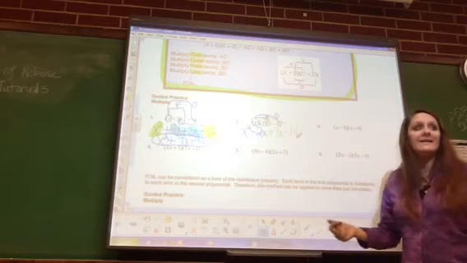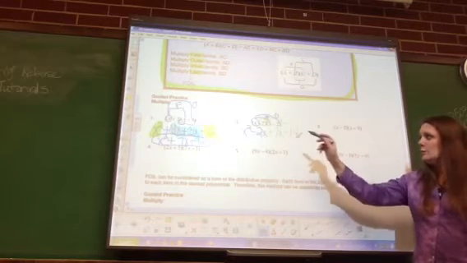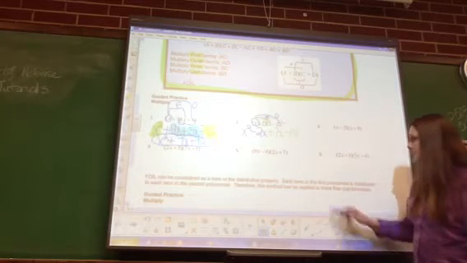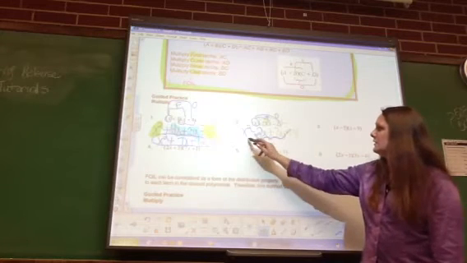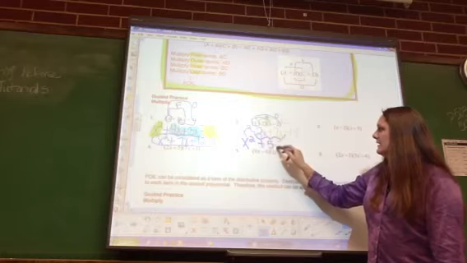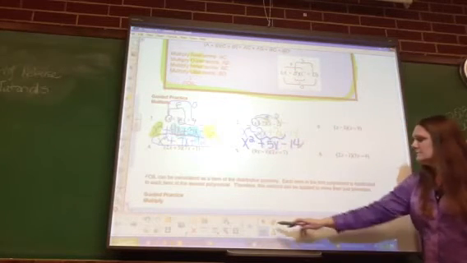Whether you can combine it at the end or not doesn't matter when you first start. You want to write it out. Then combine what you can. These two both have an x. So we have x squared plus 5x minus 14.